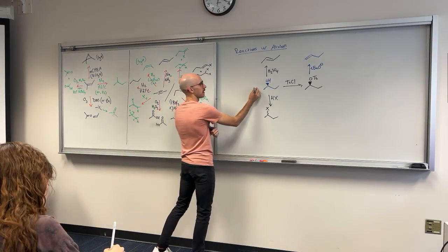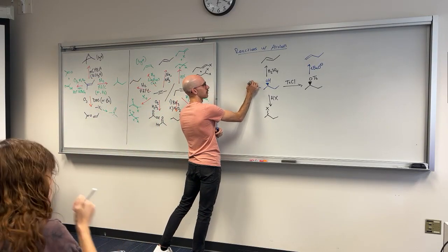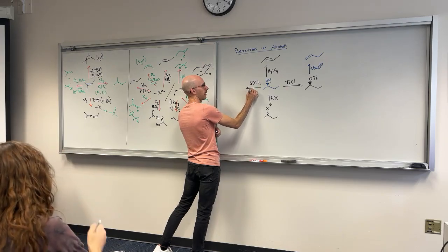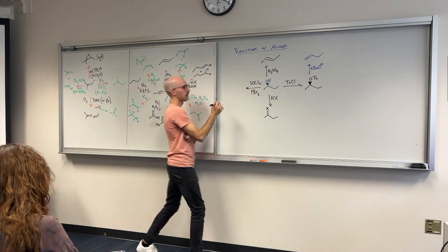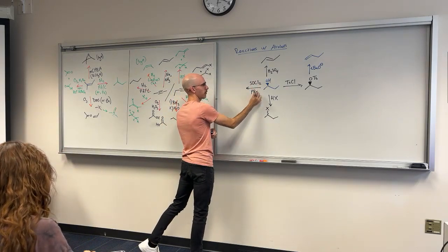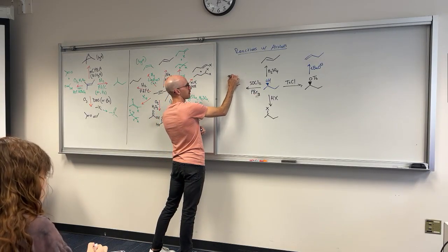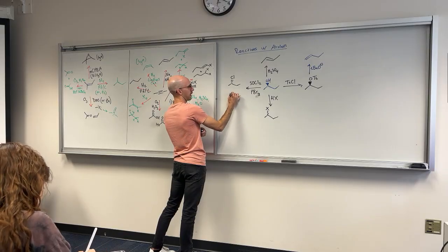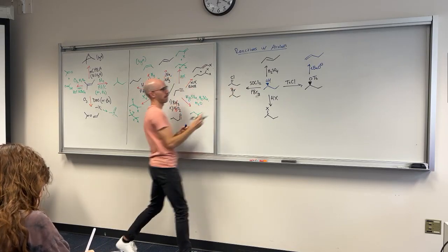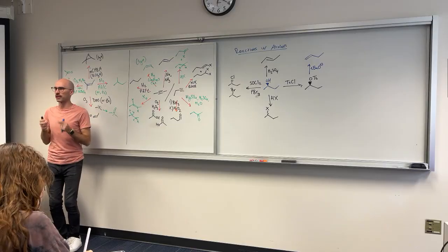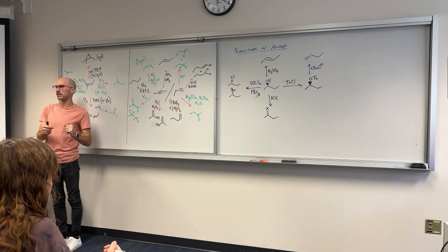But you can use thionyl chloride or PBr3, which will invert the stereochemistry at that chiral carbon. So there can be some chiral control, there can be some loss of chirality.